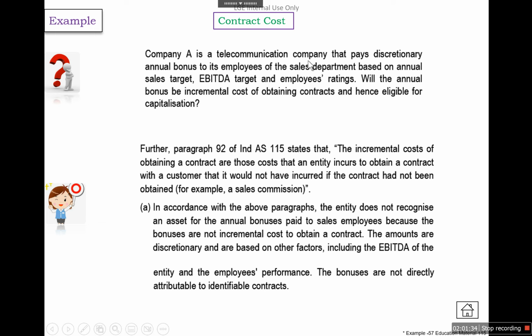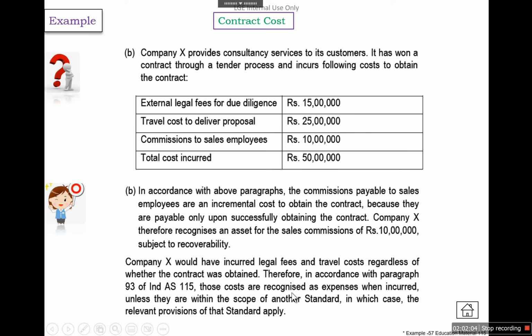Company A is a telecommunication company that pays a discretionary annual bonus to its employees of the sales department based on the annual sales target and the employee's rating. Will the annual bonus be an incremental cost of obtaining a contract? No. The first condition is that these costs would not have been incurred if the contract was not obtained. So these bonuses are not directly attributable to an identifiable contract.